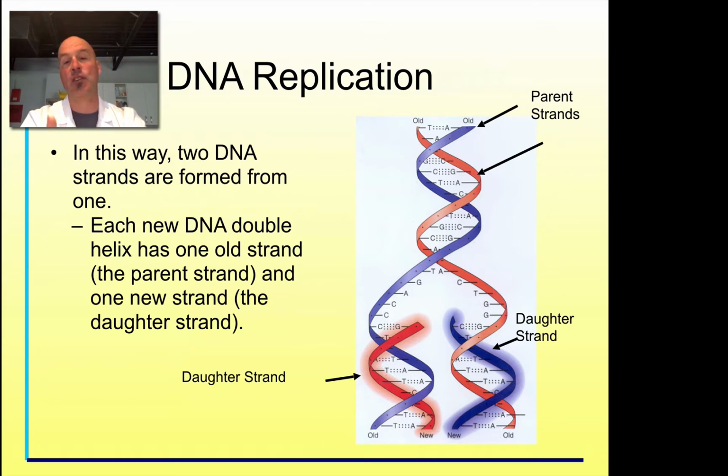So each new DNA double helix has an old strand. This is called the parent strand, and it is the template, and then a new strand connects to it, which is the daughter strand. So the original strand is the parent strand. The new strand is called the daughter strand.